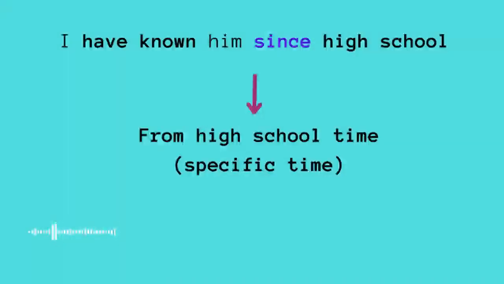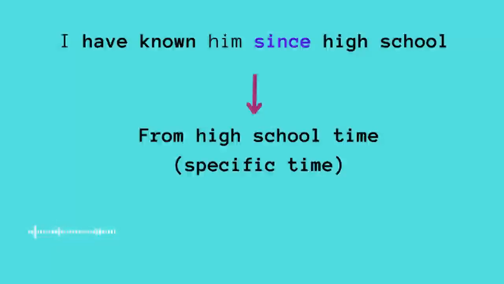I have known him since high school. What does that mean? We are speaking about a specific time, high school. So in this case, the meaning of the sentence shows that I have known this person since high school. So from high school until the present moment, because of since. I have known this person since high school.